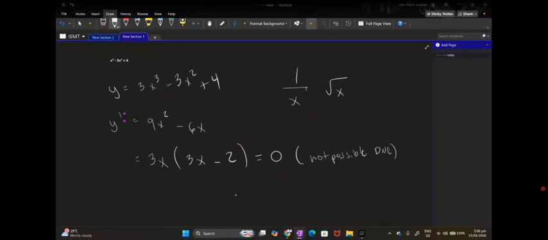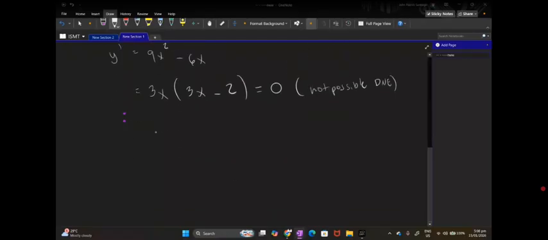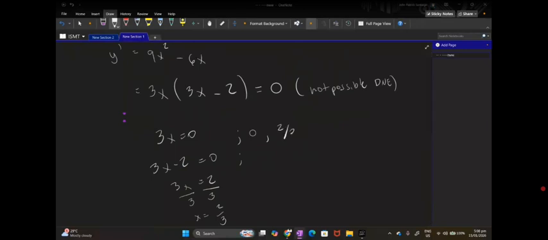Now let's equate it to 0. So, 3x equal to 0 and 3x minus 2 is equal to 0. So, this is gonna be 0, and this is gonna be 3x equals 2, divided by 3, it's gonna be x equal to 2/3. So, ang critical number natin, it's 0 and 2/3. Okay? Remember that.